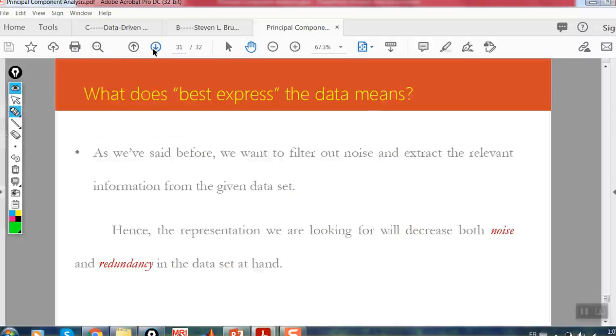For example, in this slide we can say that we try to remove the noise and redundancy. We said that redundancy means that the head size and height are related to each other. Noise, measuring the thickness of hair, is noisy data. We remove it, and then we keep the important data. Okay.